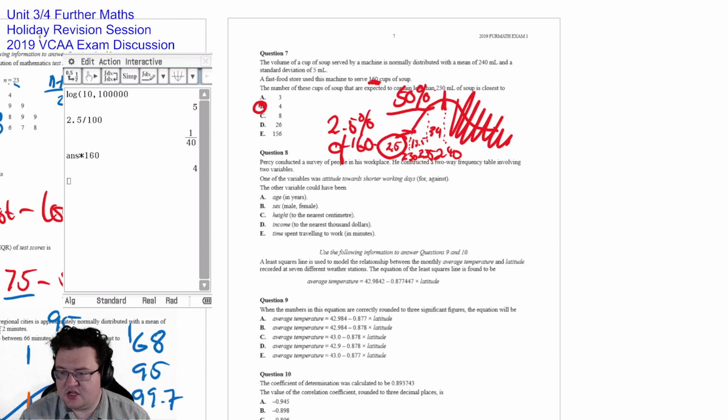Percy conducts a survey of people at his workplace. He constructed a two-way frequency table involving 2 variables. One of the variables was attitude towards shorter working days, for or against. The other variable could have been what?